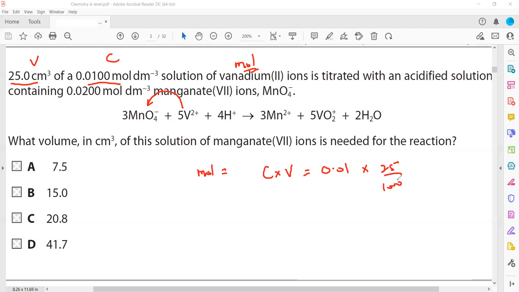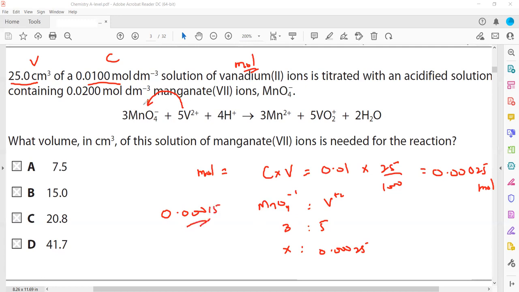So 25 divided by 1000 times 0.01, this will give 0.00025 mole, and the ratio is 3 to 5 between MnO4⁻ to vanadium. So if 3 to 5 is the ratio, and we have 0.00025, this will be x. So multiplied by 3 divided by 5, we get the moles.